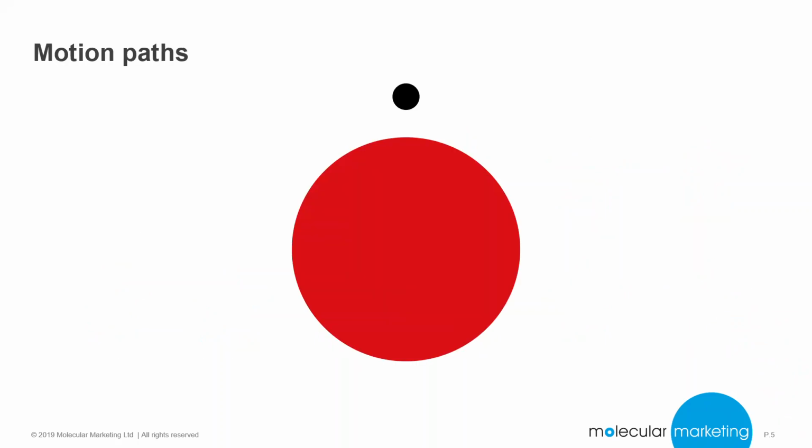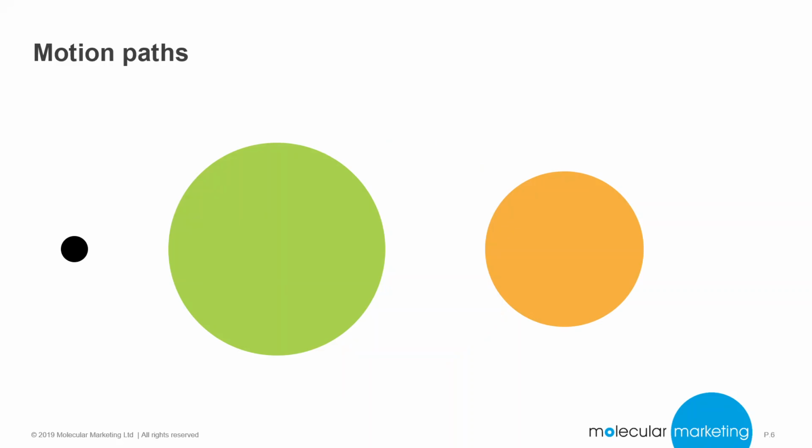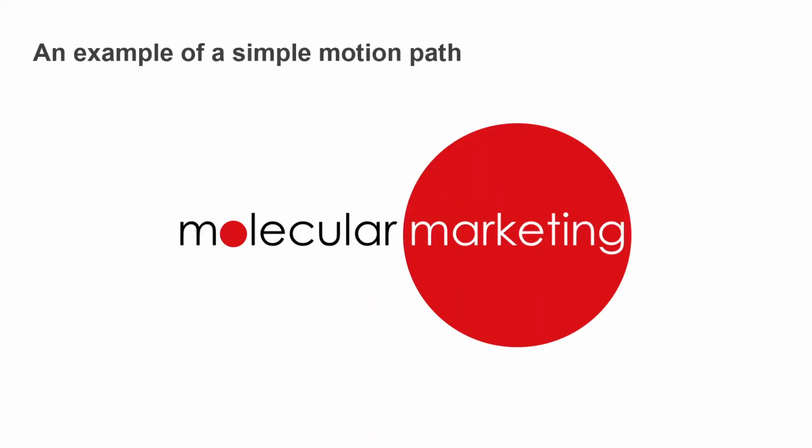There are also motion paths. With motion paths in PowerPoint, you can select an object, work out a path that it will take, and move that object around the slide. So here, the black circle appears to actually orbit or go round the red object. Here's another example, and a third.